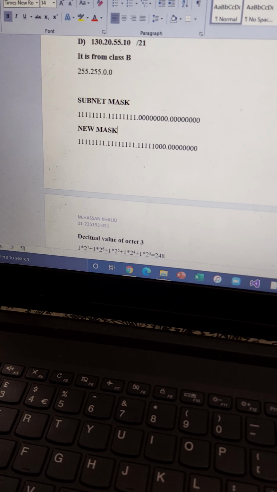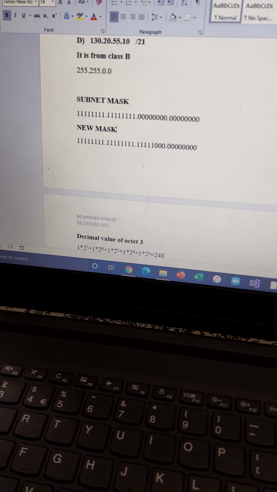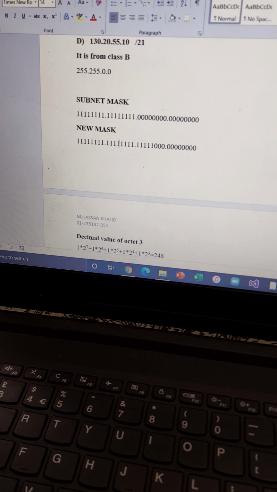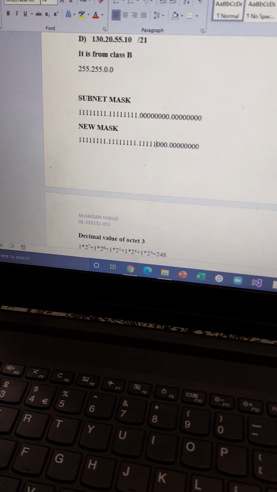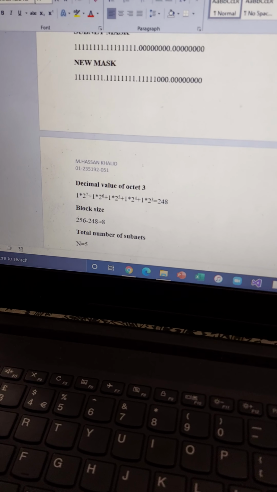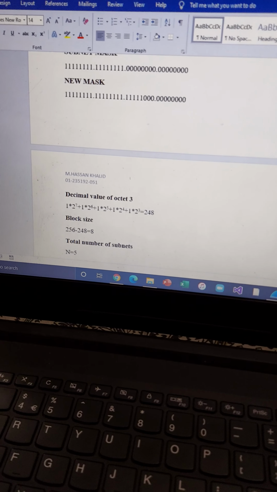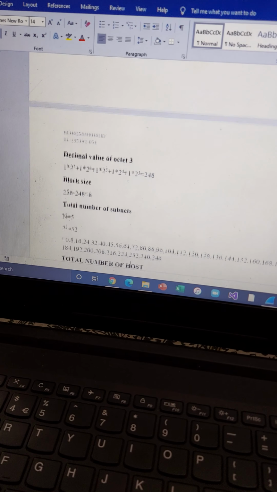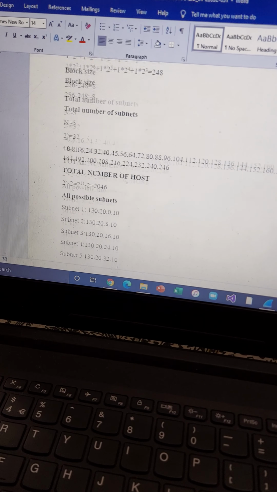And then, sir, in this D part there is CIDR number 21, and class B has 16 bits, so we will write 5, so we will borrow 5 ones from the second octet, and then, sir, we will calculate the decimal value of the octet as I have told you before, and, sir, all will be calculated as I have told you.